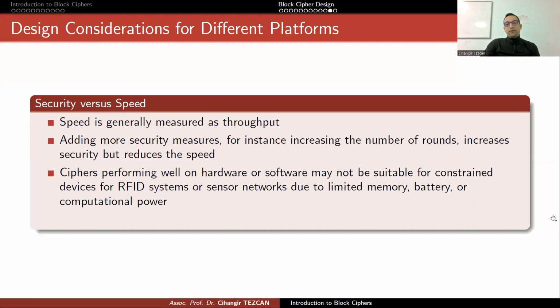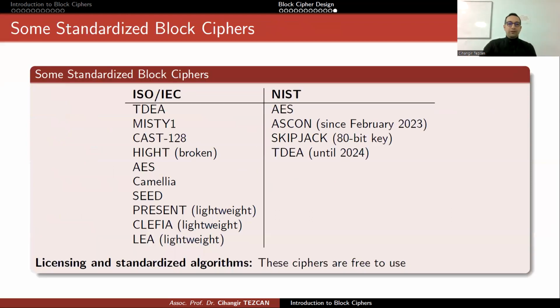Ciphers performing well on hardware or software may not be suitable for constrained devices, for RFID systems or sensor networks, due to limited memory, battery, or computational power. This is why we talk about lightweight cryptography. So we need lightweight cryptography. We have a completely different course about it. You can watch the videos if you're interested.